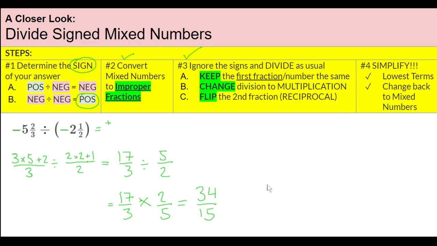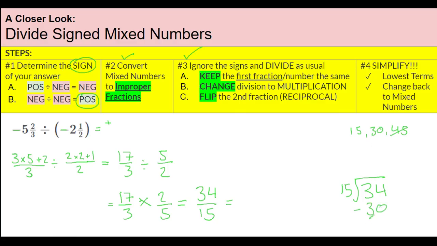Step number 4, let's simplify. That means we got to put it in lowest terms and change it back to a mixed number because it is a big head. Okay, so can we divide 34 and 15 by the same number? They won't be divided by 2. They cannot be divided by 3. And 5 doesn't work, so this is it. So now we got to change it back to a mixed number. 34 divided by 15. Write down your 15 times tables. 15, 30, 45. 45 is too big.